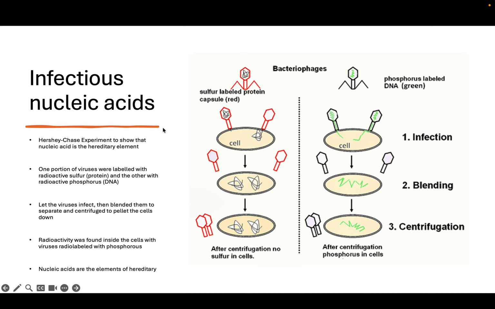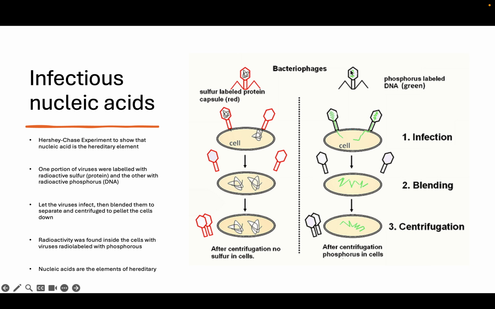What Hershey and Chase, two scientists, did was they got two bacteriophages. One bacteriophage they labeled with sulfur, and the other one they labeled with phosphorus. Sulfur is highly found in proteins, so as you can see here, that's labeled in red. The sulfur will only be found in your protein. It's not in your DNA. While in the case of phosphorus, if you label it green, it's only going to be in your DNA, because proteins don't have phosphorus, it's only DNA.